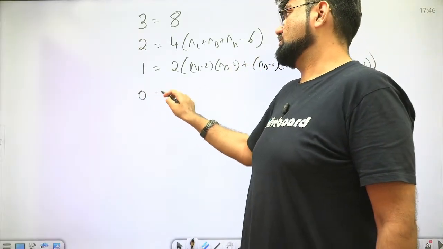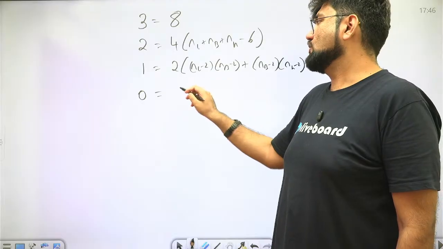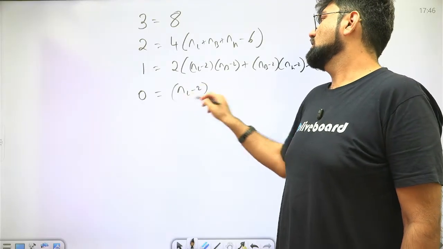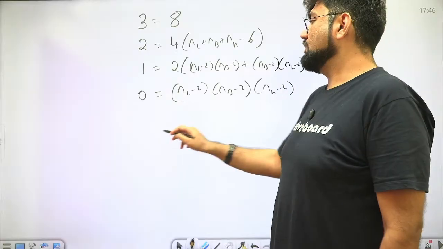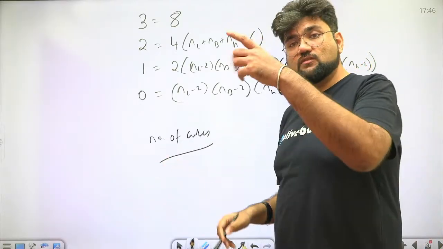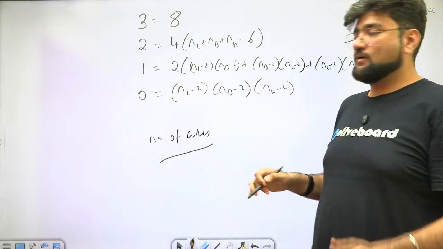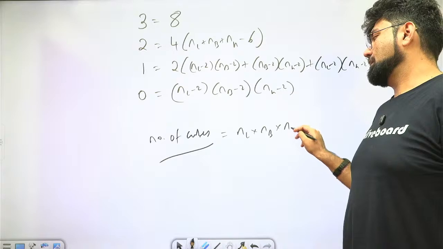Similarly, for 0 faces painted, it looks like the volume of a cuboid. So L into B into H, instead we'll have (NL minus 2) into (NB minus 2) into (NH minus 2). How many cubes are there in total? In case of cutting a cube into smaller cubes, it was n cube. Cutting cuboids into smaller cubes will be NL into NB into NH.